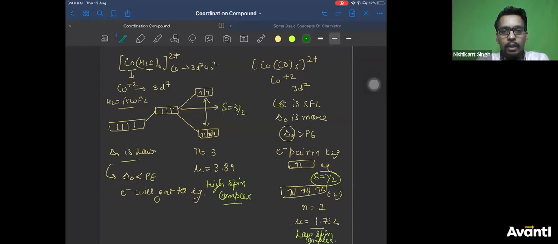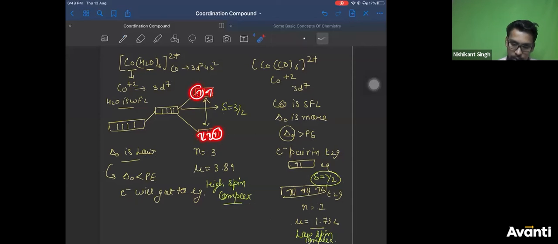Why did you say 3 there? Where 3, Pritish? Where did I say 3, Pritish? Unpaired electron, 3 to hai. There are 3 unpaired electrons, na Pritish? 1, 2, 3, 4, 5, 6, 7. So 1 unpaired electron is here, 1 unpaired electron is here, 1 unpaired electron is here. 3 unpaired electrons are there, na? Pritish? Yes, Pritish. 3 unpaired electrons, na?